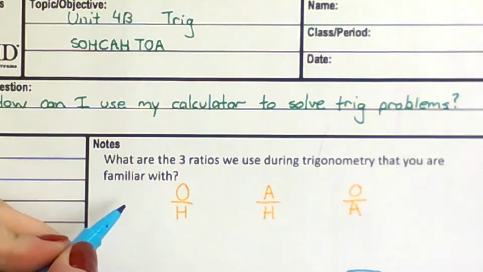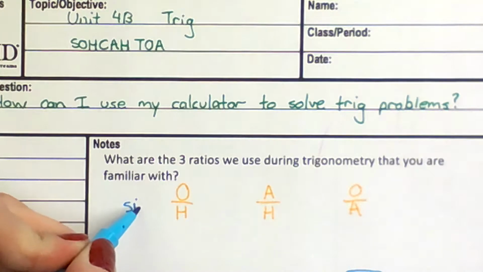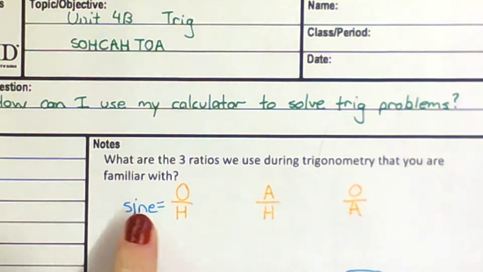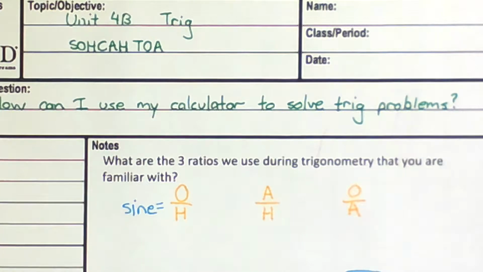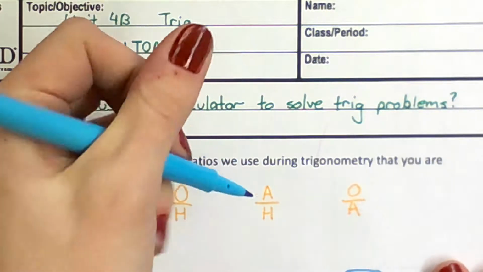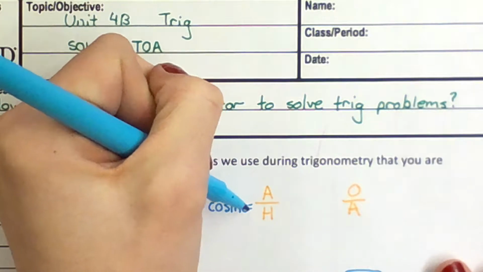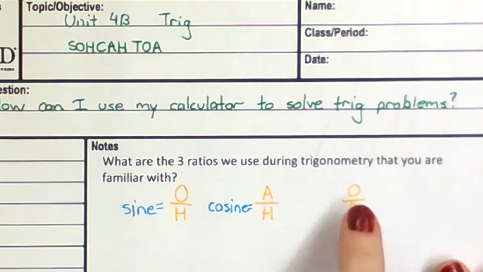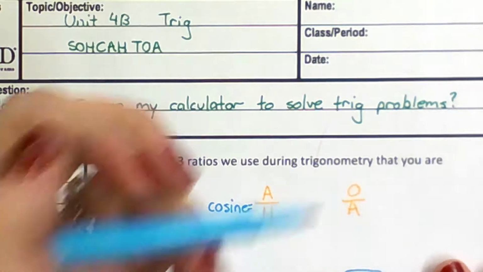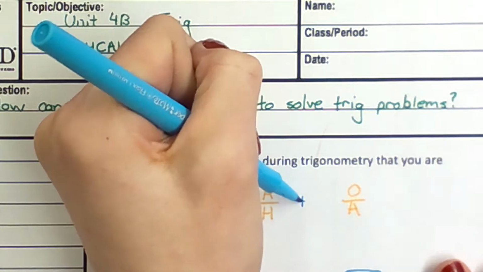So this ratio is called sine, S-I-N-E. The sine ratio is opposite over hypotenuse. Adjacent over hypotenuse, that is called cosine, C-O-S-I-N-E. And then the very last one, opposite over adjacent, is called tangent, the tangent ratio.